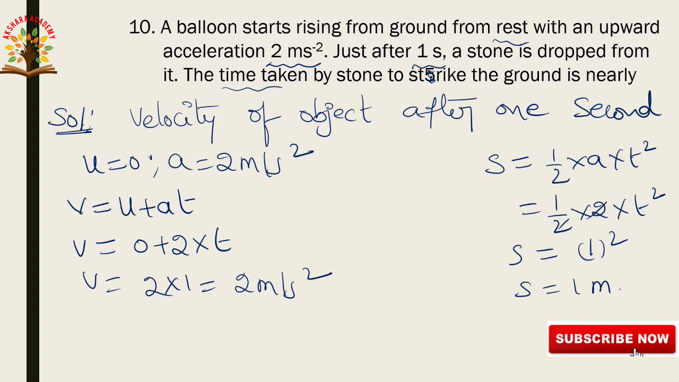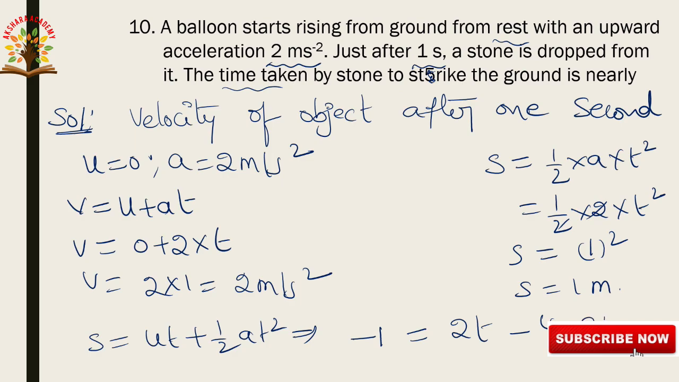Now after separating from the balloon, the stone will move under the effect of gravity. So s equals ut plus half a t square. Substituting, with the height as minus 1, we get minus 1 equals 2t minus 4.9 into t square. Here we are substituting 9.8 in the place of a. So minus 1 equals u into t.